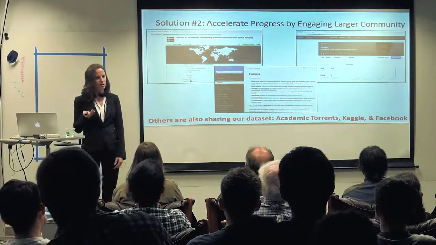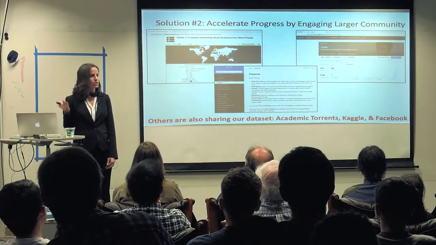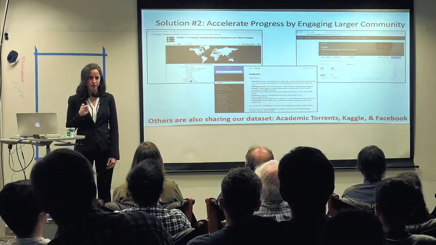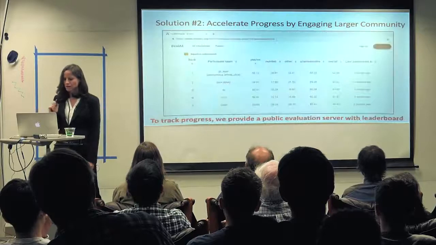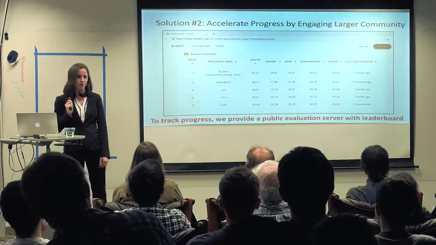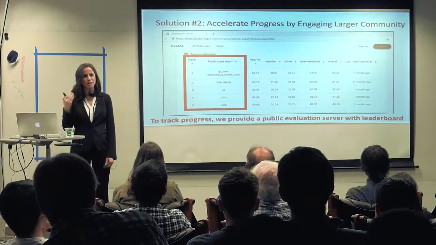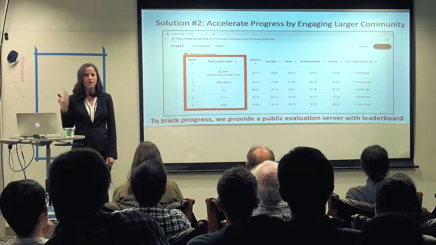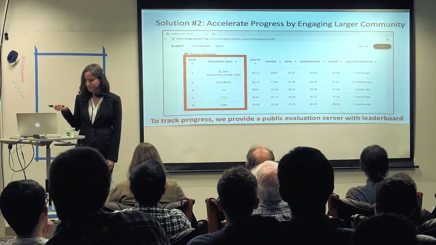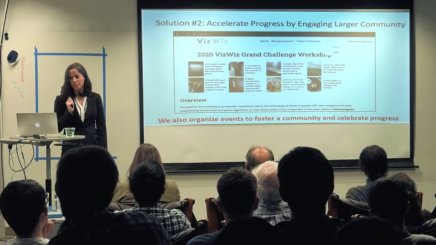You can also download it in academic torrents, in Kaggle, and Facebook put out a new language and vision platform where it's included there as well. To track progress, we also provide a public evaluation server with leaderboard. Currently, people across the world are competing, and they can see where they stand on the international ranking in terms of their algorithm's performance. We also organize events to foster a community and celebrate progress.